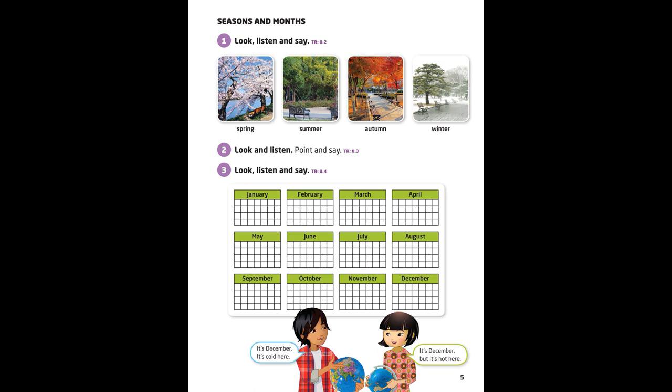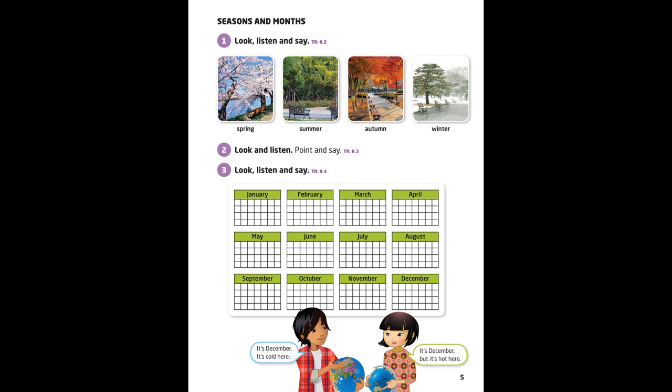Track 0.4. Activity 3. Look, listen and say. January. February. March. April. May. June. July. August. September. October. November. December.